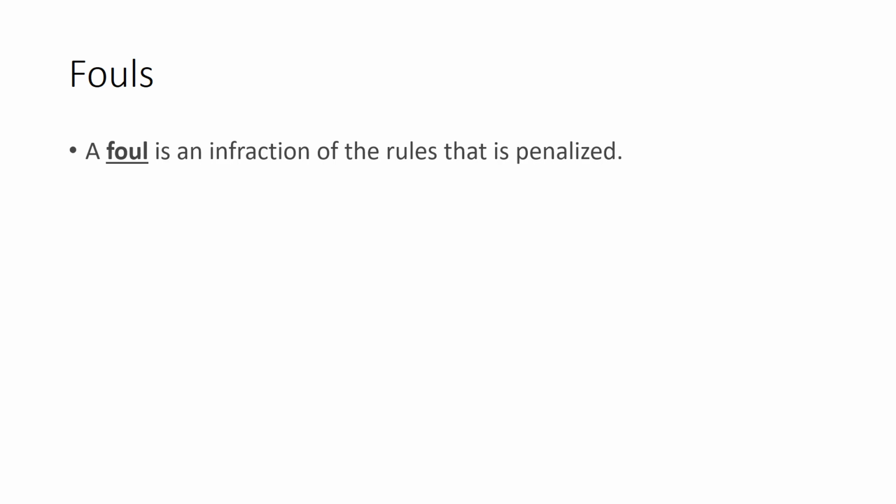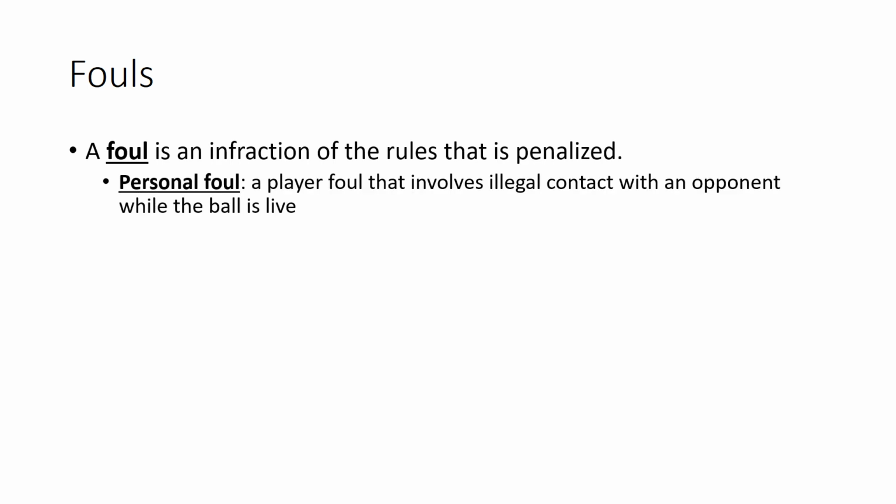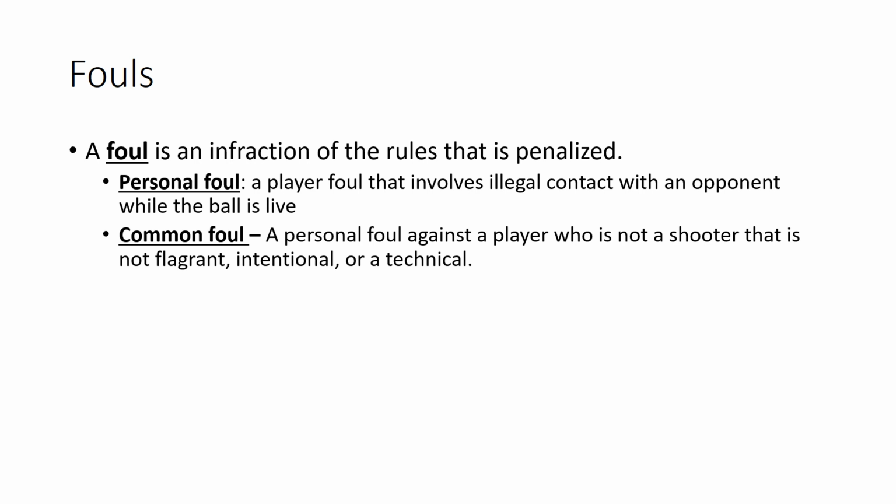So what is a foul? Well, a foul is an infraction of the rules that is penalized. A personal foul is a player foul that involves illegal contact with an opponent while the ball is live. A common foul is a personal foul against a player who is not a shooter that is not flagrant, intentional, or a technical foul. The penalty for a common foul is that the opposing team gets the ball out of bounds for a throw-in.